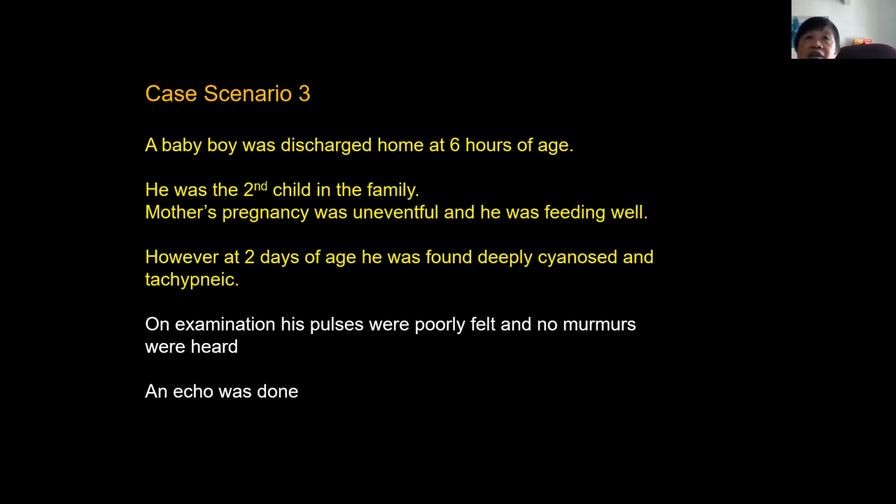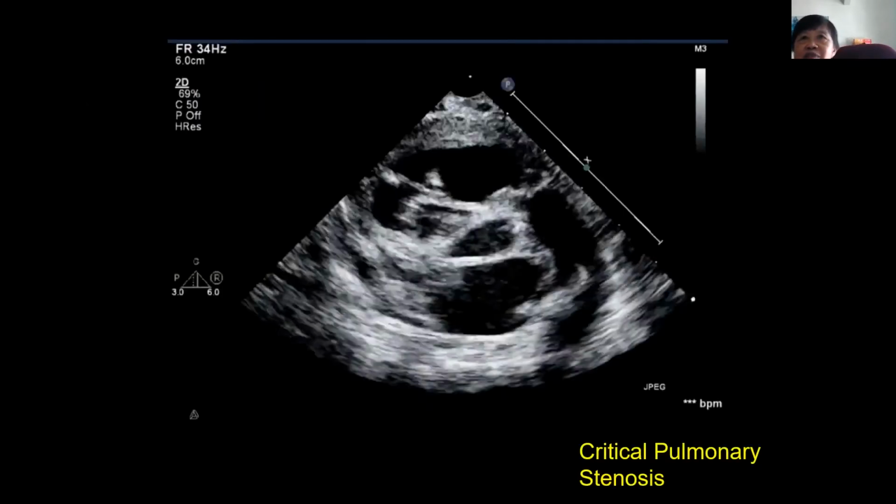He was the second child in the family. Mother's pregnancy was uneventful, and he was feeding well. However, when he was 2 days old, he was found to be very deeply cyanosed and tachypneic. He was brought to the casualty, and on examination, the pulses were poorly felt, but no murmurs were heard. So you have at your disposal an echo machine because you have suspected some, hopefully, duct-dependent heart lesion.